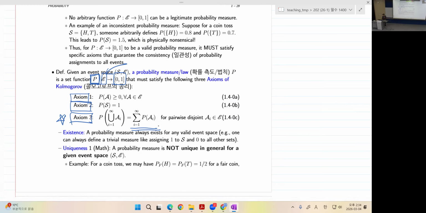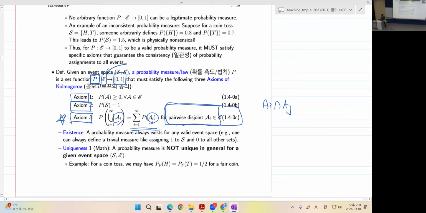However, we need this important restriction. For these events, they must have no intersection, or the intersection of any ith event and jth event with i not equal to j must be what? The empty set. This is called pairwise disjoint or mutual exclusiveness.